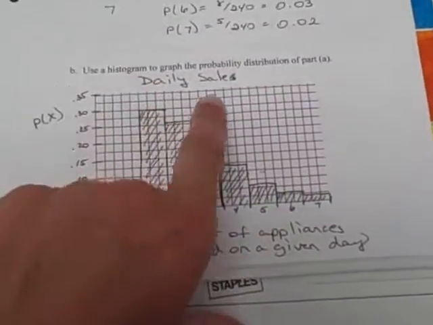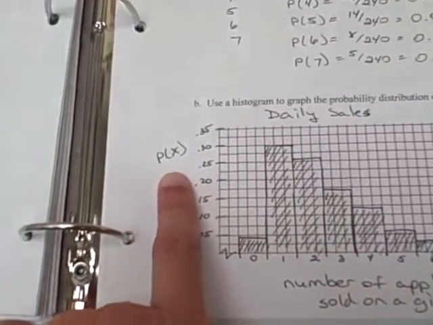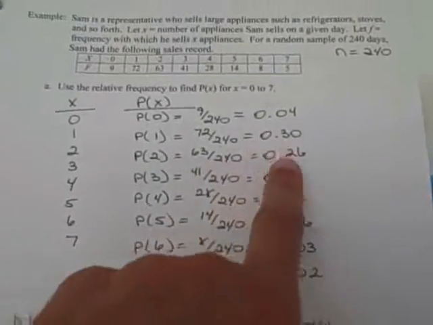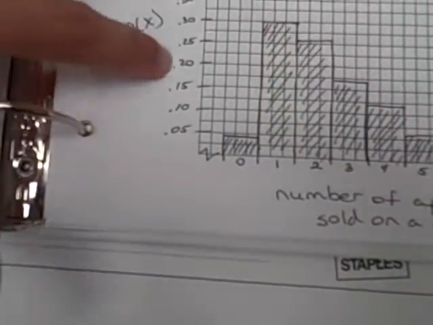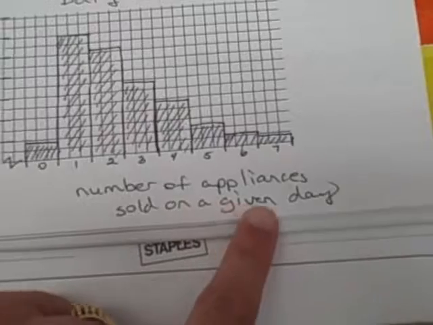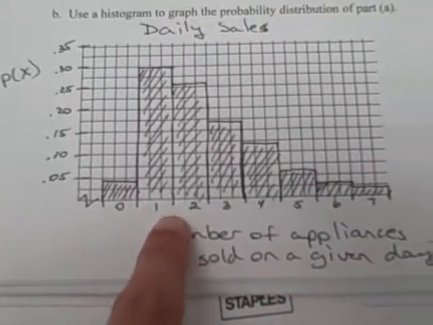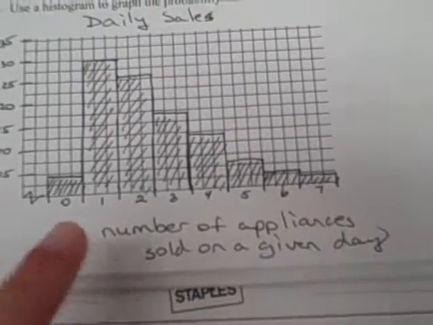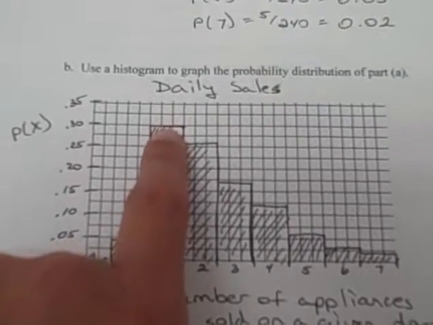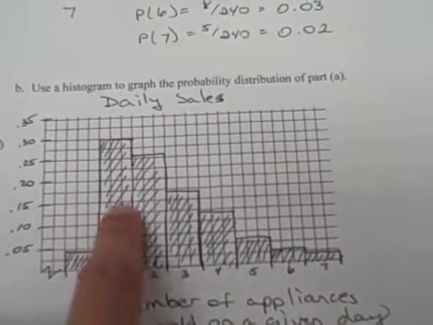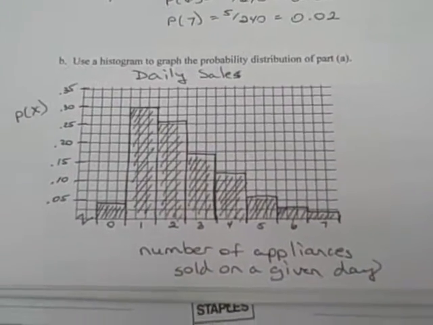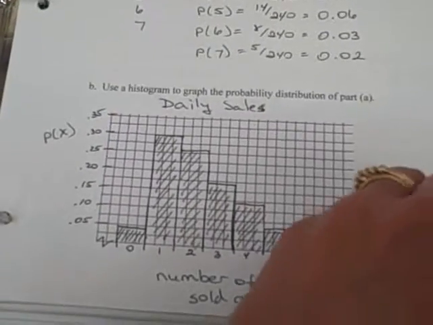Of course, I titled it My Daily Sales. Your probabilities go on the vertical axis, and our highest probability was 0.30. So I went by 0.05s and got all the way up to 0.35 here. Number of appliances sold on a given day, so we have 0, 1, 2, 3, 4, 5, 6, and 7. So the probability for 0 appliances was 0.04. 1 appliance was 0.30. 2 appliances, and so forth. Guys, you can talk about the shape of this distribution. This is skewed to the right.